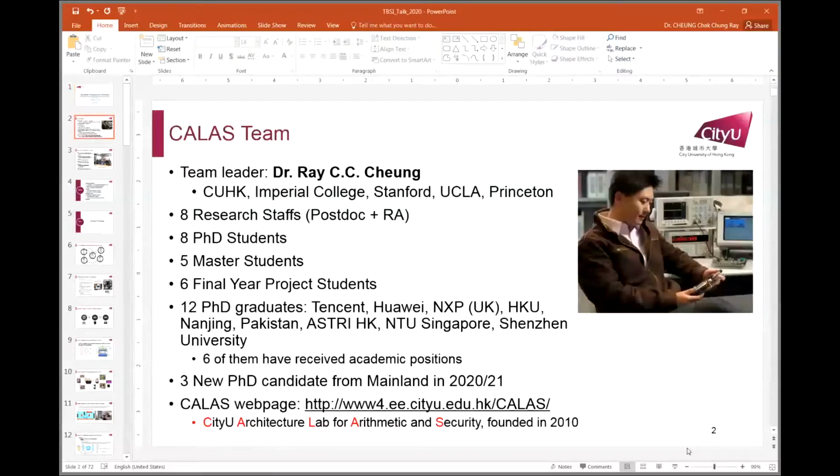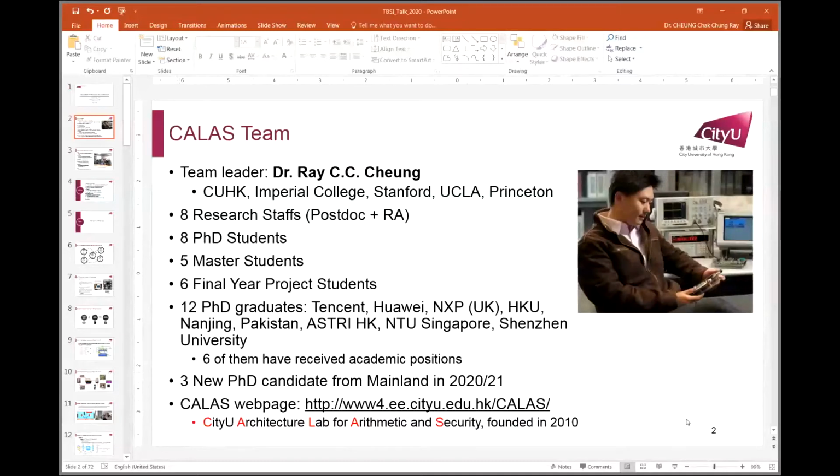To start with, I would like to first introduce my research team. This is our research team called CTU Architecture Lab for Arithmetic and Security, which was founded 10 years ago. We have about 20 years of history working on security related areas. At the moment, we have about 30 people in our team, including postdoc, PhD, master student, and some undergraduate students, including Jerry and Vince. And 12 of our PhD students have already graduated. Half of them work in industry and the others in academia. Many of them work as faculty at the moment.